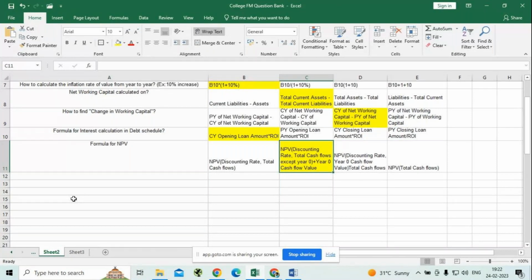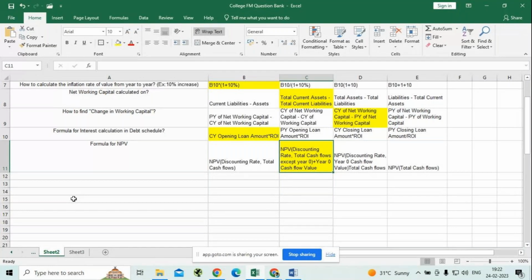Then we also calculated the NPV, net present value. So what is the formula? The NPV value will be calculated based on the discounting rate, that is the cost of equity, or how much return on investment we expect, comma, the total cash flows except the year zero.